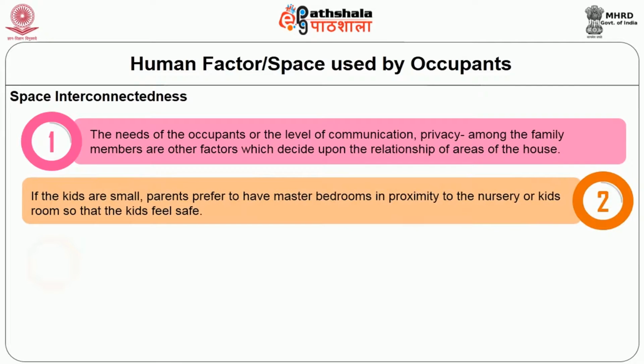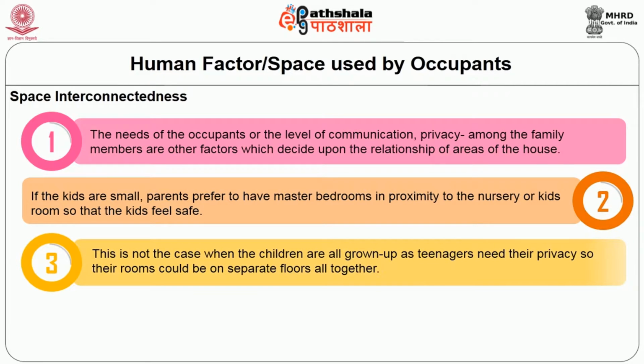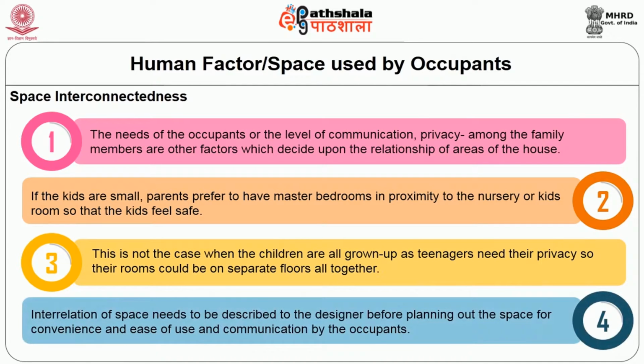The needs of the occupants at the level of communication and privacy among the family members are the other factors which decide upon the relationship of areas of the house. For instance, if the kids are small, parents prefer to have master bedrooms in proximity to the nursery or kids' room so that kids feel safe. However, this is not the case when the children are all grown up as teenagers, who need their privacy, so their rooms could be on separate floors altogether.